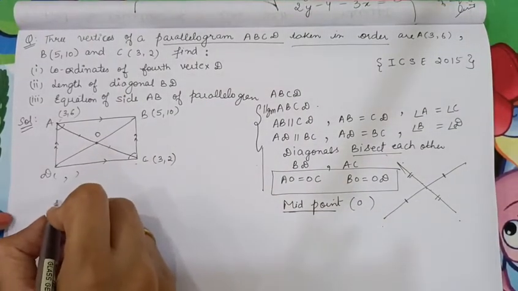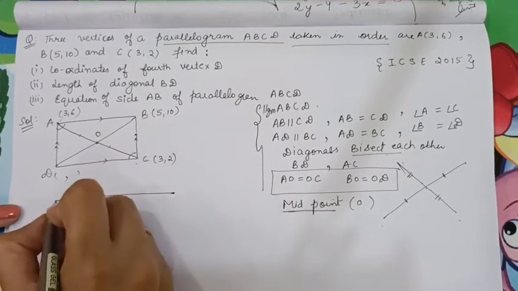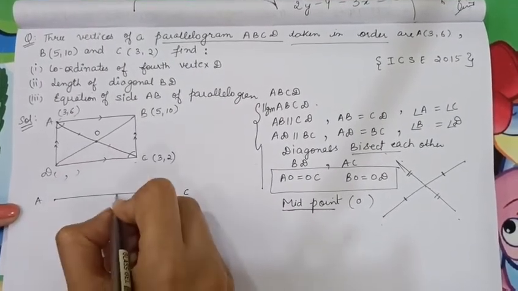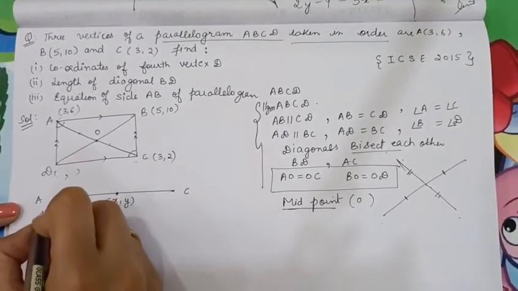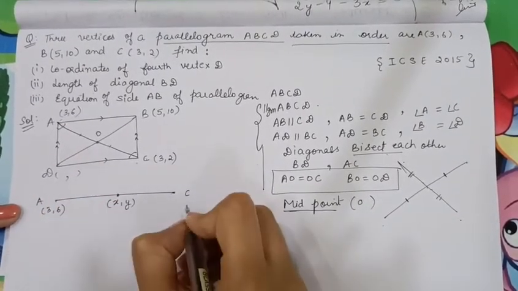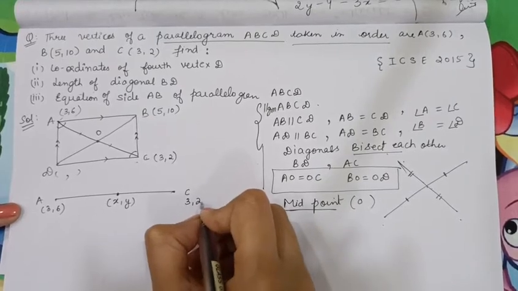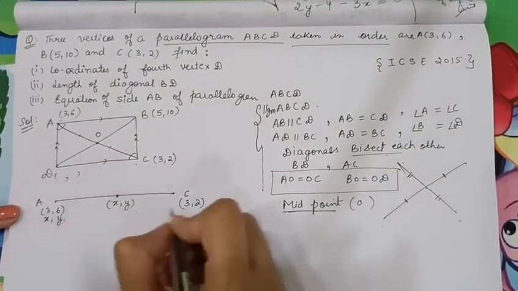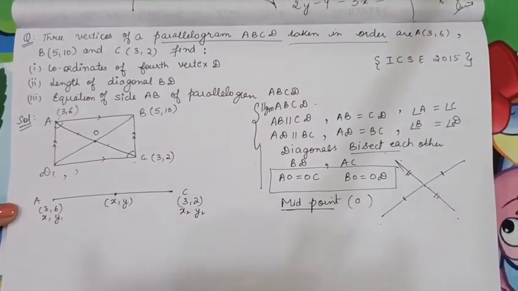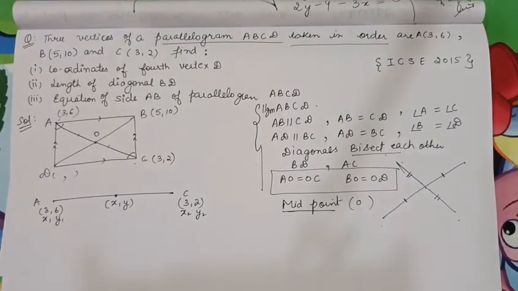So I am using line AC now. Point O is the midpoint of AC. The midpoint's coordinates are (x, y). A's coordinates I am writing as 3, 6, and C's coordinates are 3, 2. Let's write it as (x1, y1) and (x2, y2). So we will use the midpoint formula.